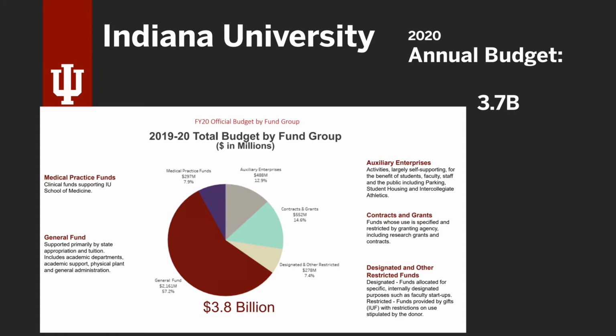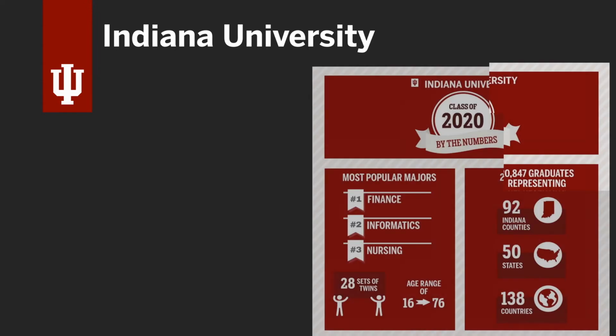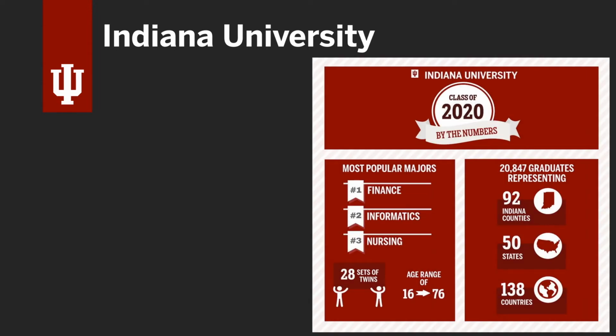We are what's known as an R1 research institution, so we're part of the large consortium of large research institutions. So we have a large group of funding that comes from the government, as well as, of course, a large student body. Just some interesting facts about us that you might like to know. 138 countries had at least one of our graduates in 2020. And of course, every county in Indiana sent us at least one student, as did all 50 states.